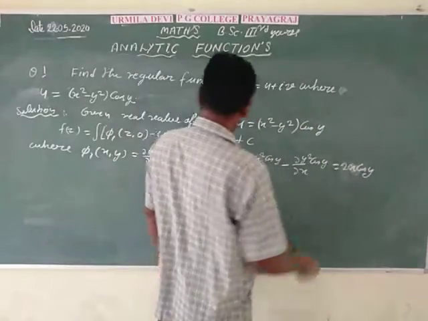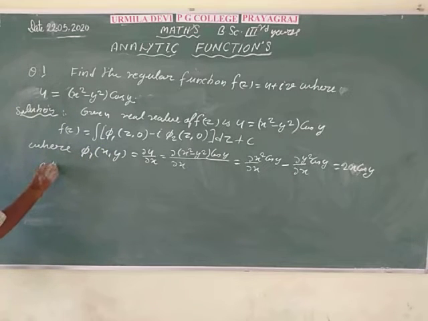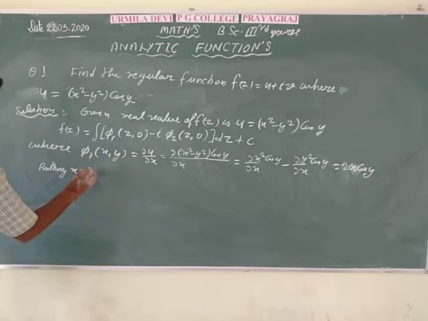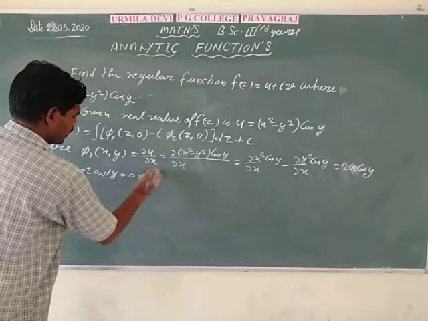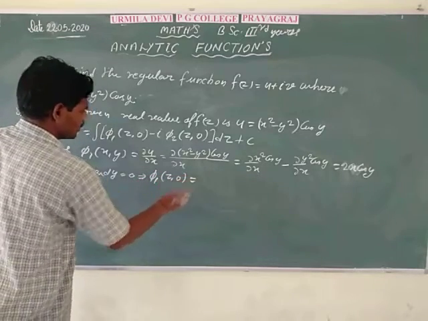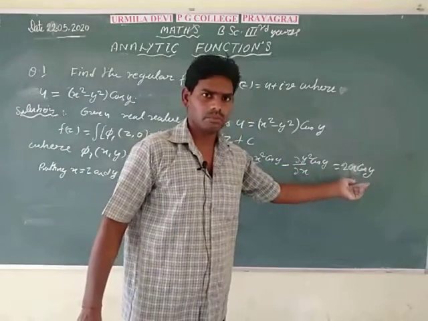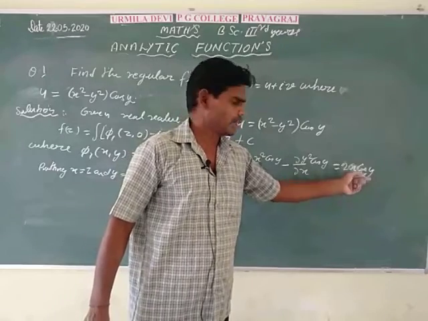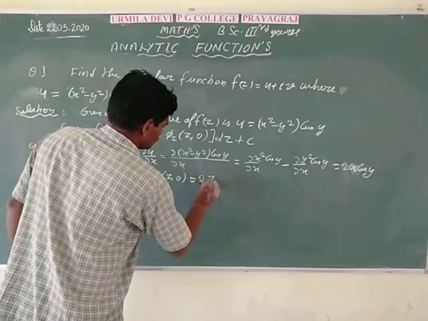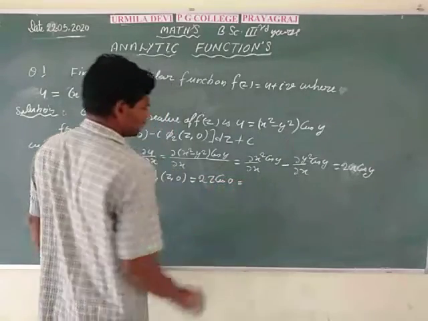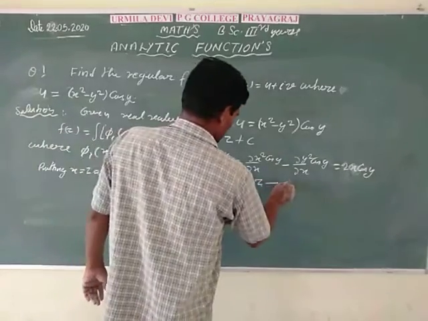Our aim is to find the value of φ1(z, 0). So putting x equal to z and y equal to 0, it implies φ1(z, 0) is equal to, in this equation φ1 is 2x cos y, putting x equal to z and y equal to 0. Then φ1(z, 0) is equal to 2z cos 0, the value of cos 0 is 1, so it is equal to 2z, considered as equation second.